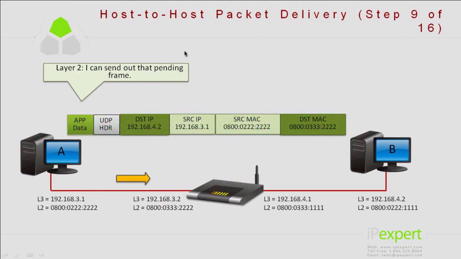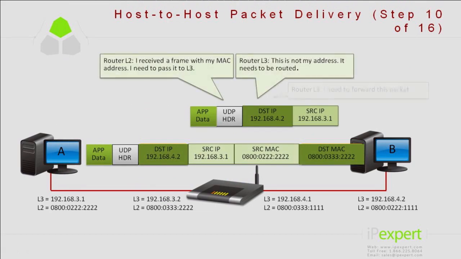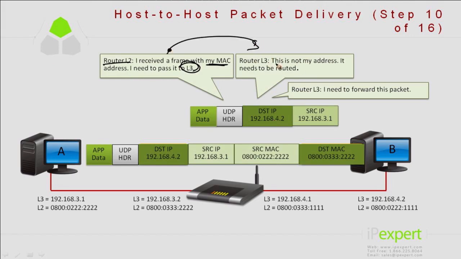So now the packet is on the router, and we need to make some determinations. Notice right here, it's saying on the router, at layer 2, I just received a frame with my MAC address on it, and I need to pass it on to layer 3. So layer 2 is going to pass it down to layer 3. Layer 3 is going to say, oops, this is not my address. This destination IP address is not mine. Mine is 3.2. Now, the source I'm going to actually record because it's been received, and I'm also going to record the MAC address.